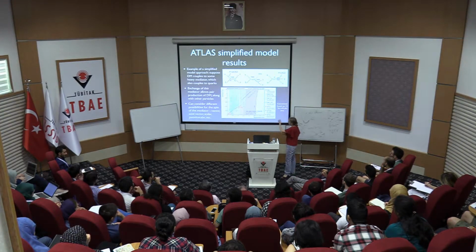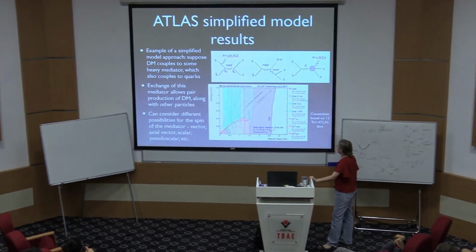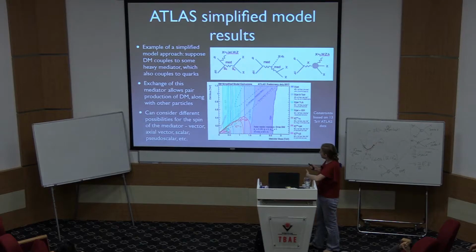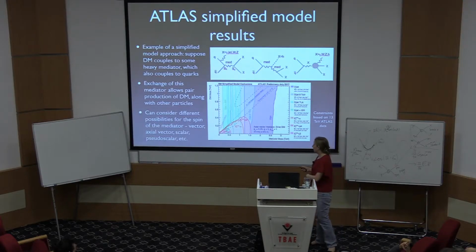So just as an example of what these two scenarios look like, this is a simplified model search from ATLAS based on 13 TeV ATLAS data. So they're looking for processes where the dark matter couples to some heavy mediator, which also couples to quarks. They consider different possibilities for the spin of the mediator, which could be vector, axial vector, scalar, or pseudoscalar. This is for an axial vector mediator coupling to Dirac dark matter. And these different colored regions show the reach of various searches in the plane of the mediator mass in TeV versus the dark matter mass in TeV.